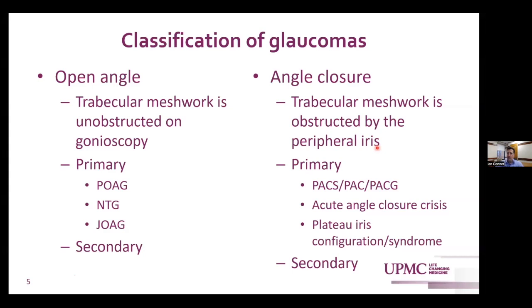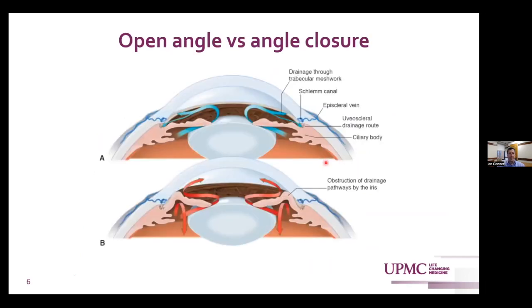In the angle closure category, the trabecular meshwork is obstructed by the peripheral iris on gonioscopy. There's primary angle closure glaucoma, which occurs along a spectrum from primary angle closure suspect to primary angle closure to primary angle closure glaucoma, and we'll talk about that in a bit. There's acute angle closure crisis, where a patient comes in with suddenly a very high pressure and a lot of pain in the eye. And then there's this plateau iris syndrome and configuration, which we'll touch on briefly. And then finally, there are secondary causes of angle closure glaucoma, either something pulling the peripheral iris up into the angle or something pushing the peripheral iris from behind up into the angle, and we'll talk about that.